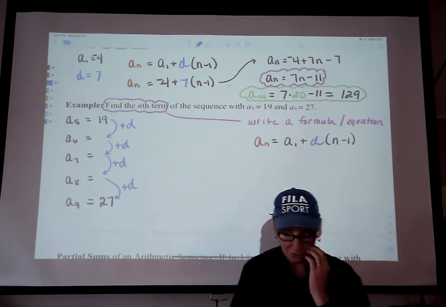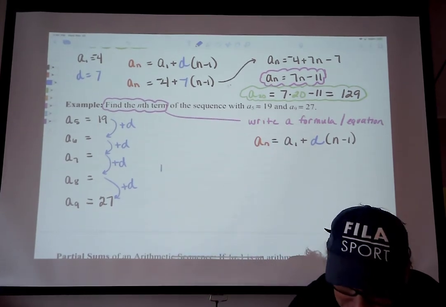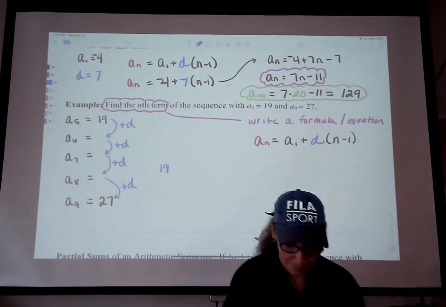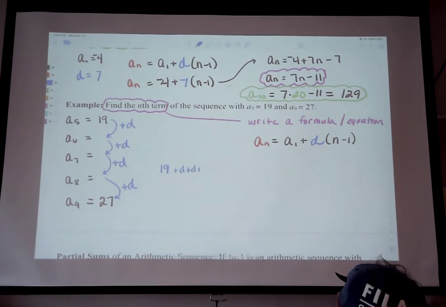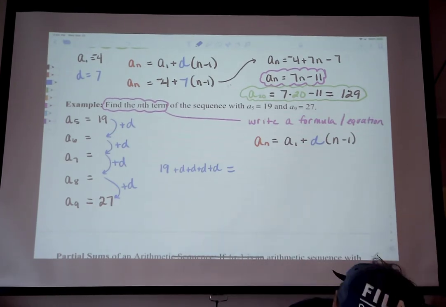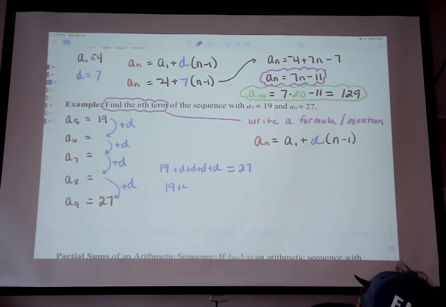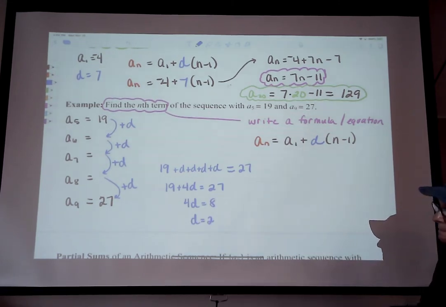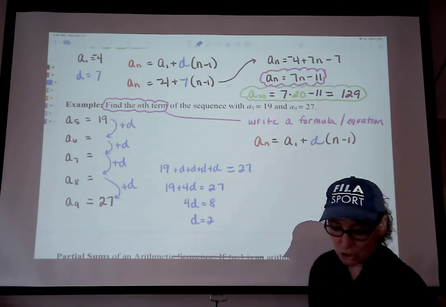So, ready? This is going to be kind of cool. 19, which is where we started, plus D plus D plus D plus D gets me what? That's a D. So, these two.